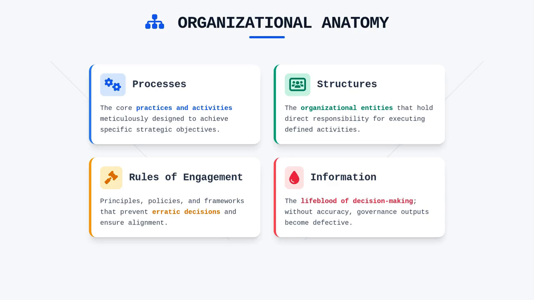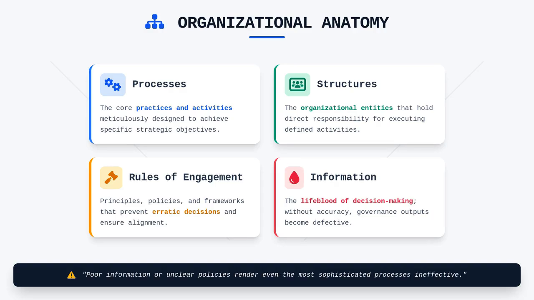We also must consider information as an essential component in its own right, as it constitutes the lifeblood of decision-making. If the information flowing through your governance system is inaccurate, outdated, or incomplete, the governance outputs will be similarly defective regardless of the sophistication of your processes.